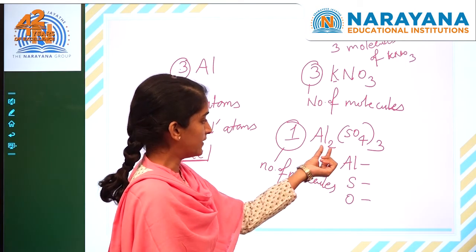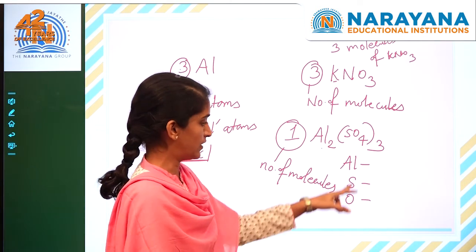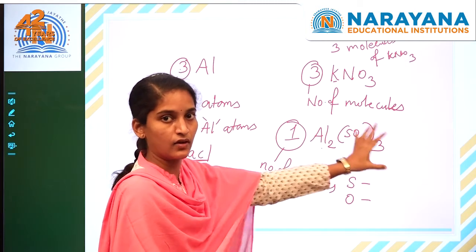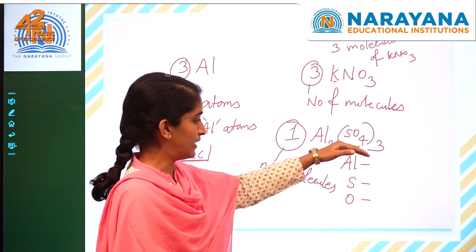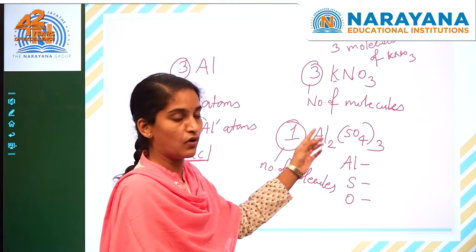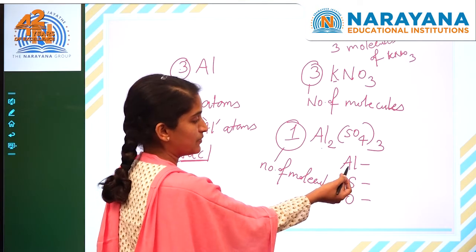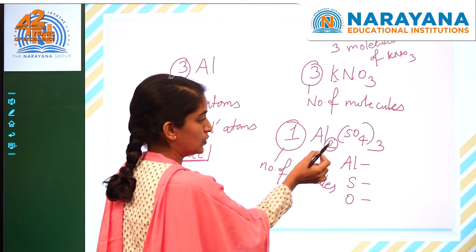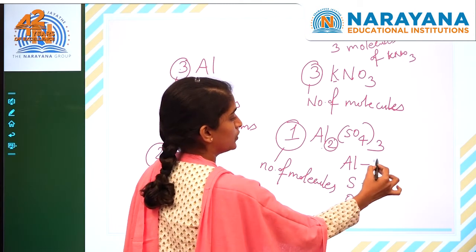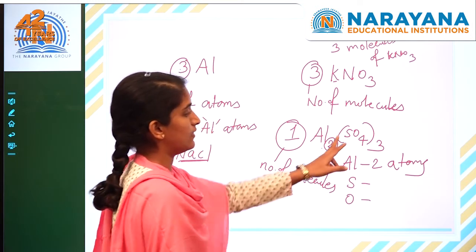So you check the numerals written to the right bottom side of the elements. First I write the different elements: aluminium, sulfur, oxygen. Whatever elements are present in the compound, first you write those elements one by one. After that, you check the numerals written to the right bottom side of those particular elements. So aluminium, how many atoms are there? See here, the numeral 2 is written to the right bottom side of the aluminium. So aluminium, 2 atoms. Next, sulfur.